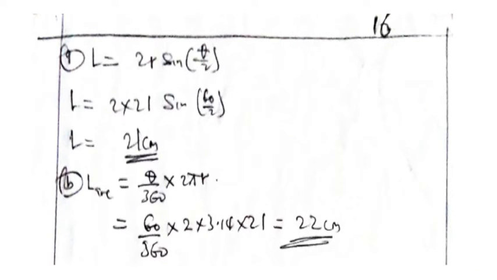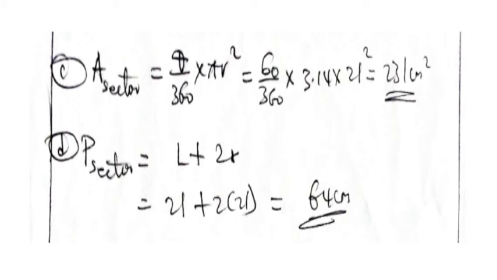Solution. L equals 2R sine theta over 2. L equals 2 times 21 times sine 60 over 2. When simplified, we have 42 sine 30, that's 21 centimeters. B, length of arc. Length of arc is equal to theta over 360 times 2 pi r. That is 60 over 360 times 2 pi times 21 equals 22 centimeters.